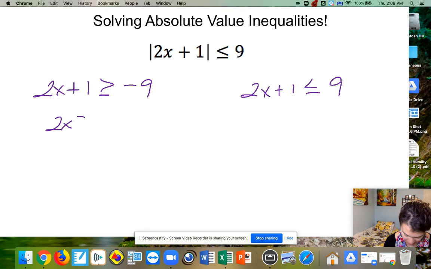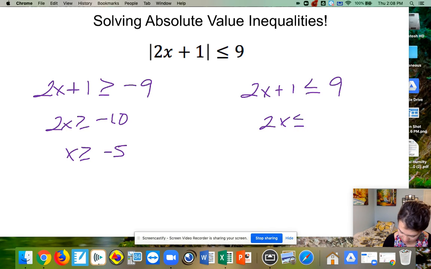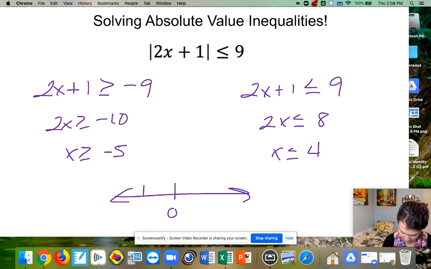So 2x is greater than or equal to negative 10. X is greater than or equal to negative 5. 2x is less than or equal to 8. X is less than or equal to 4. And then if you graph this, 0, negative 5, 4, we have equals to. So we're closing both of them. X is going this way, and then this way, they connect.